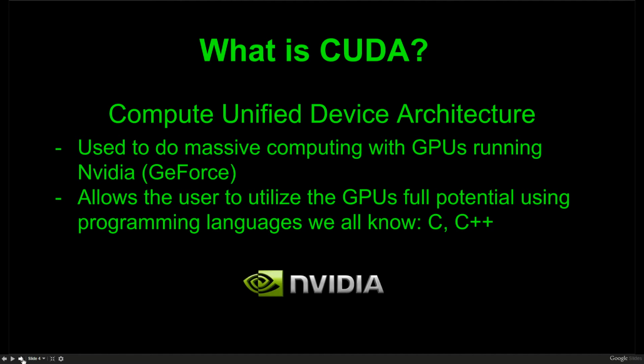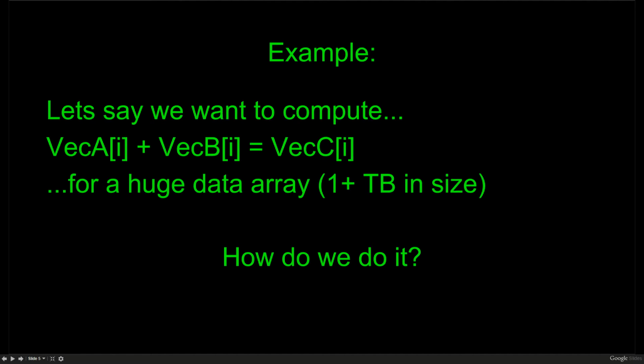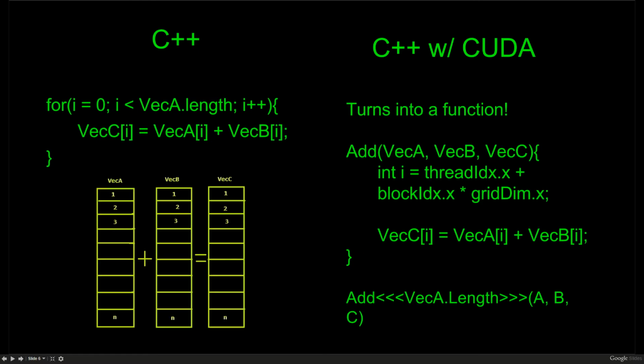So now on to the example. For an example of how a CUDA program can benefit the user, let's go over a simple computation using 3 vectors. So how would we add 2 vectors, A and B, to C for a huge data size? In the standard C++ way, we would just use a for loop to go through A and B and add it to C one by one n amounts of times depending on how long the vectors are.